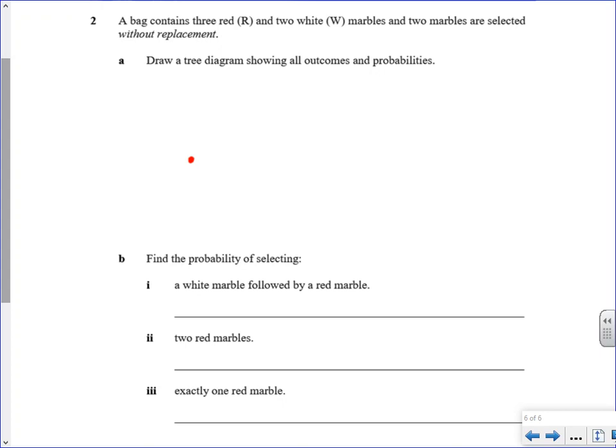Then, going from there, we first of all need to be thinking about the first choice. We can either choose a red or a white. So, red or white. Then, after that choice, we're picking another marble. And again, that means we can choose red or white.